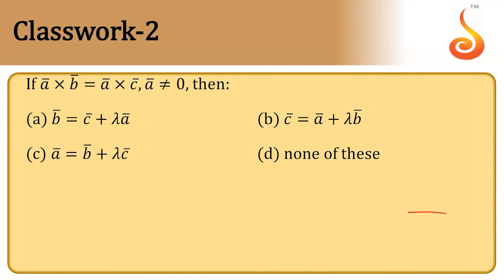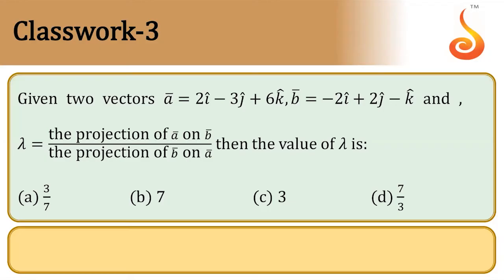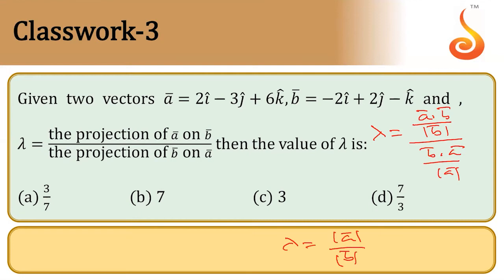Yes, next question. Now, try this question. A and B are two vectors. Lambda equals the projection of A bar on B bar divided by the projection of B bar on A bar. The projection of A bar on B bar is A dot B by modulus B, and the projection of B bar on A bar is B dot A by modulus A. A dot B and B dot A are the same. Therefore, lambda equals modulus A by modulus B. That's it. Solve it.